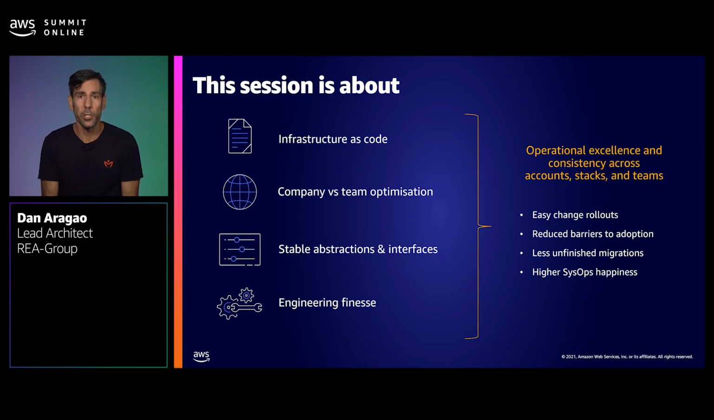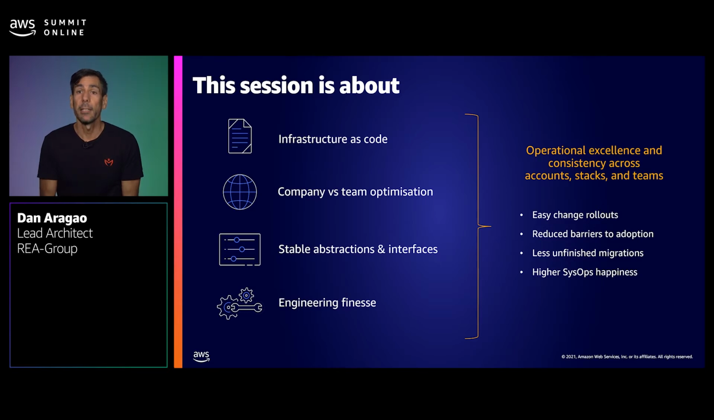And for us to be able to achieve that and get people happier, we are going to see how we leveraged infrastructure as code, how focusing on optimizing solutions for a company level rather than a team level helped us in that journey. We're going to see how establishing stable abstractions and well-defined interfaces allow for us to progress CoPilot as a product and deliver the best solutions. And we're going to see that a good product, it's all about great engineering. You need to have engineering finesse and do things properly to be able to achieve the outcomes.